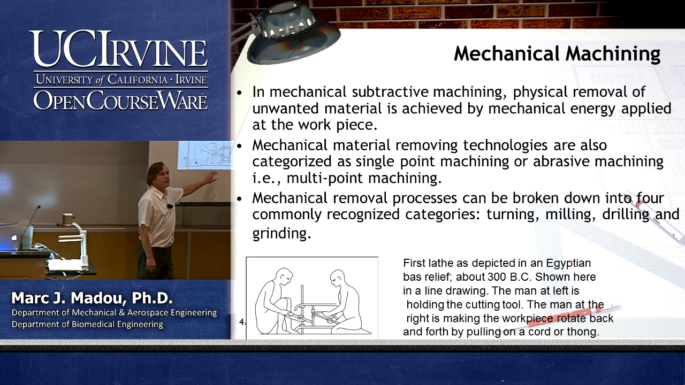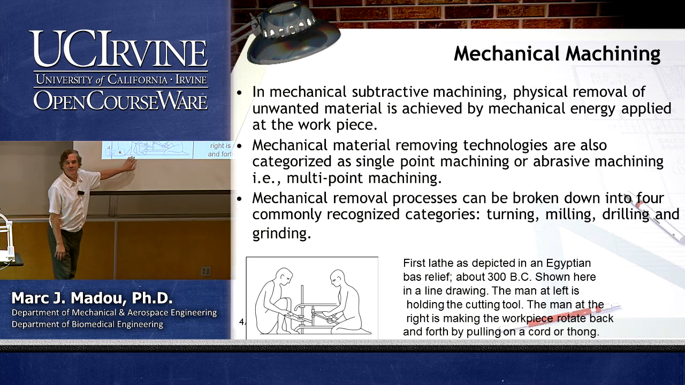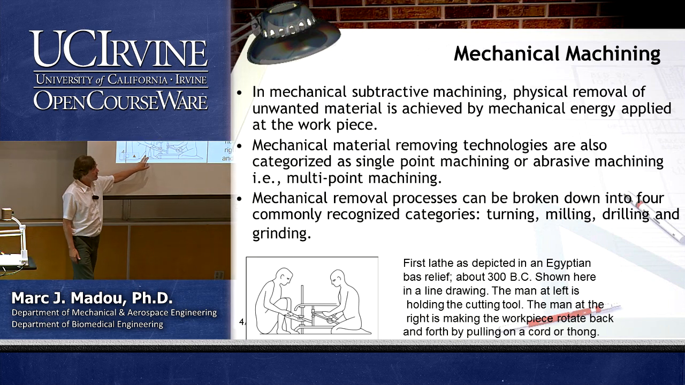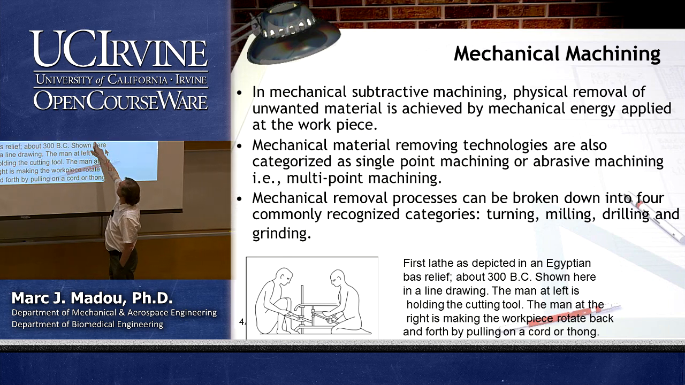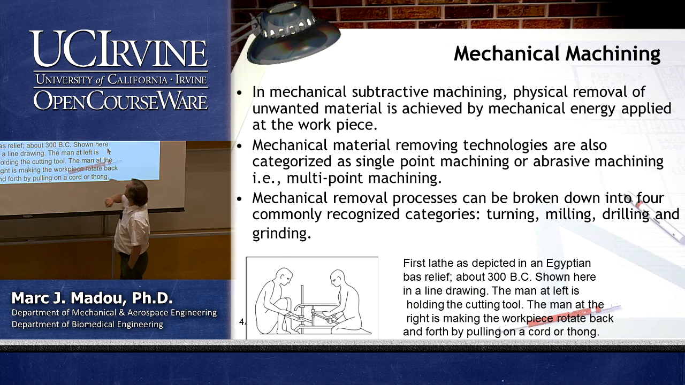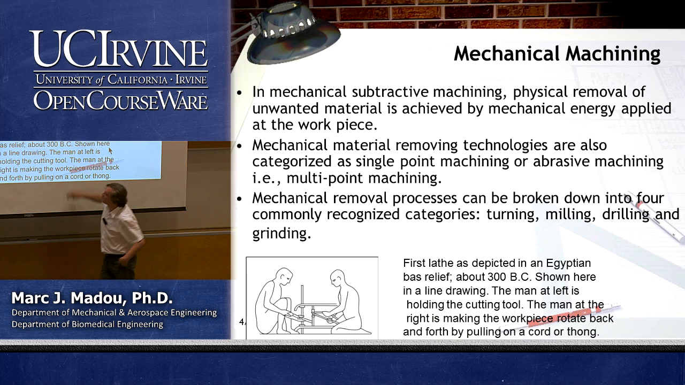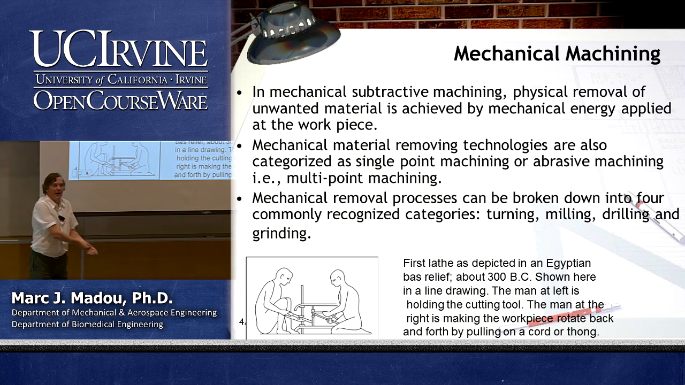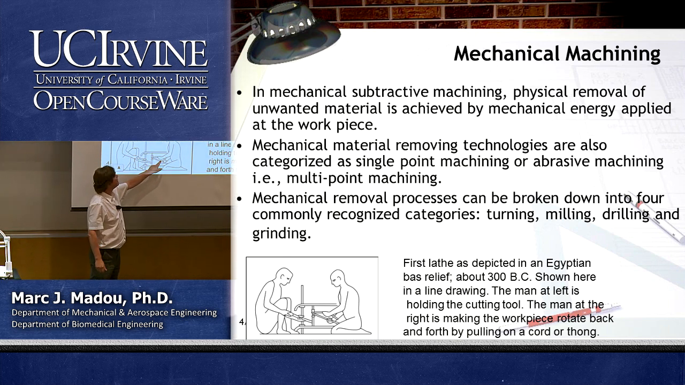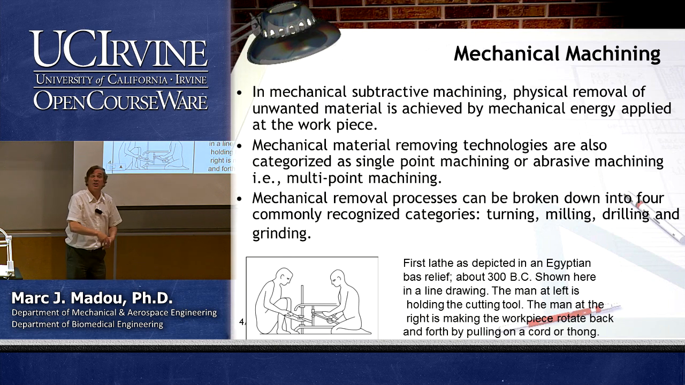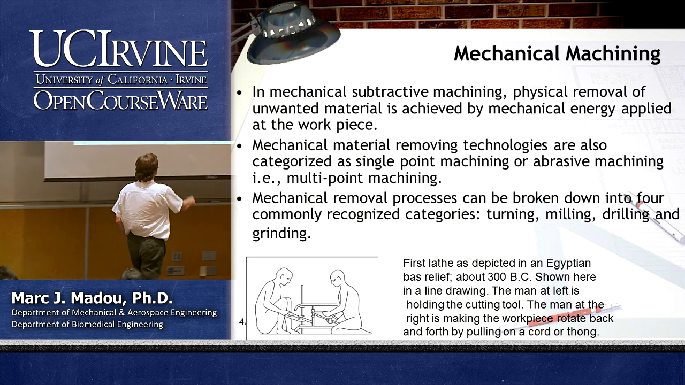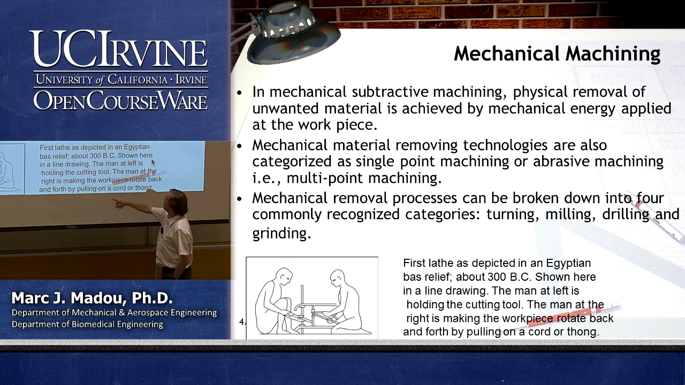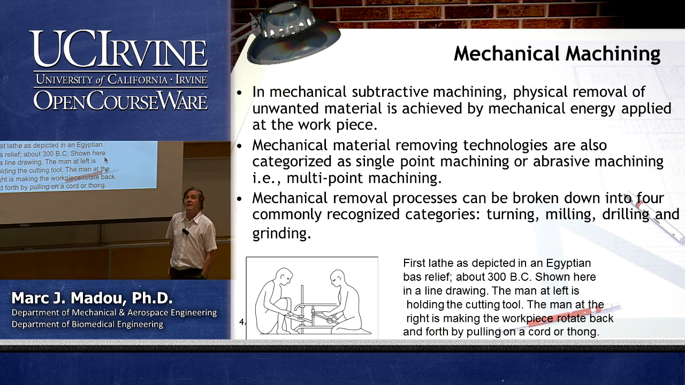So to show that mechanical machining has also been around, not only casting, this is 300 BC, a drawing made on a wall in Egypt. What it shows in this line drawing is that the man on the left is holding the cutting tool, something that's harder, and he's holding it. And the man with this rope is making the workpiece turn, right? In other words, they will make a cylindrical object and machine it with this tool. So the man at the right is making the workpiece rotate back and forth by pulling on a cord. So nothing really new, right?